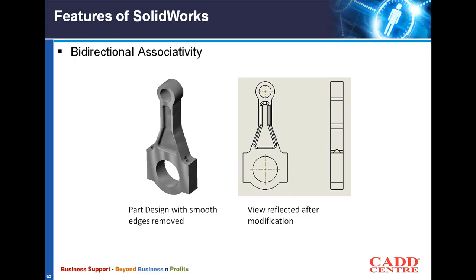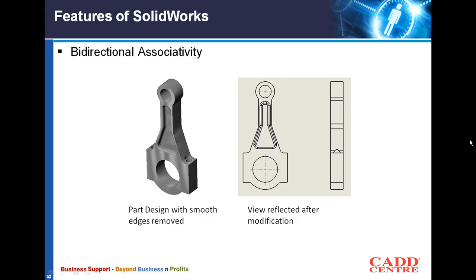The next feature is bidirectional associativity, which is more interesting in SolidWorks. You create the part and do the modeling, and once you complete the assembly modeling, you will go for creating the production document drawings. What you see here is exactly that, the production document drawing. The first image shows the part created, and the second image shows the part being used for creating orthographic views.